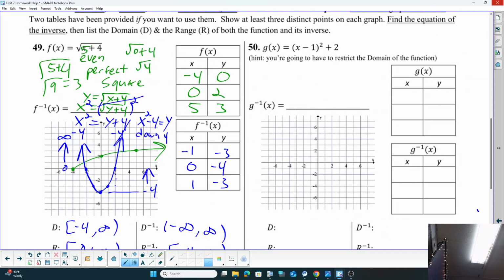So go and try number 50, and that's how you do 49. So you try 50 on your own.